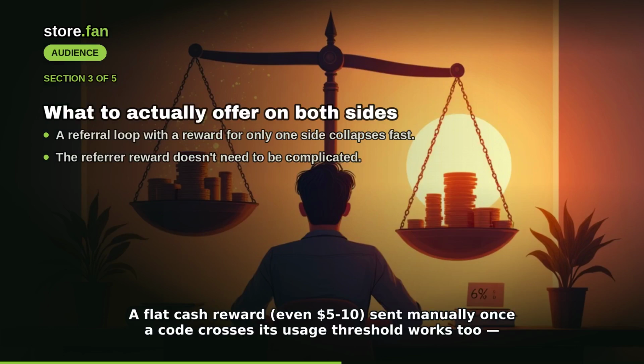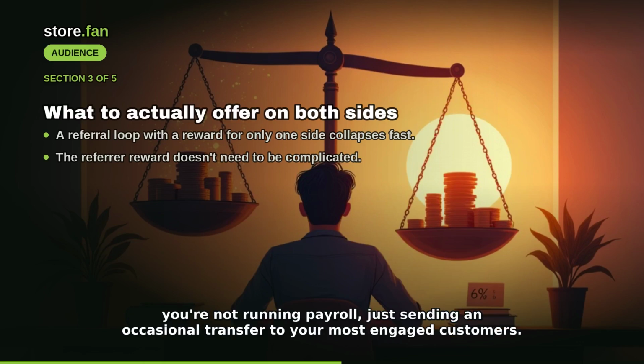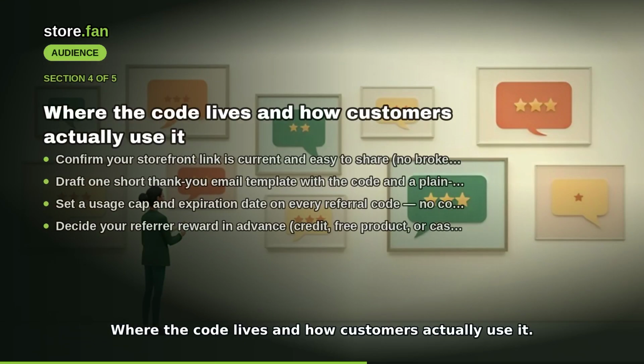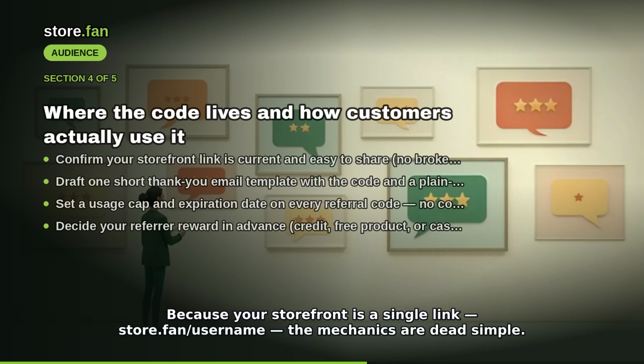A flat cash reward, even $5 to $10, sent manually once a code crosses its usage threshold works too. You're not running payroll, just sending an occasional transfer to your most engaged customers. Where the code lives and how customers actually use it: because your storefront is a single link, store.fan/username, the mechanics are dead simple.